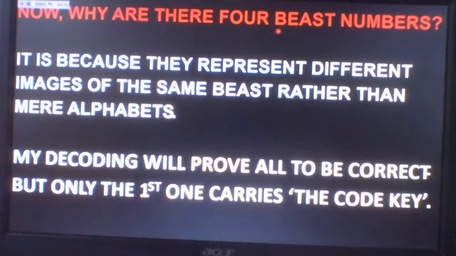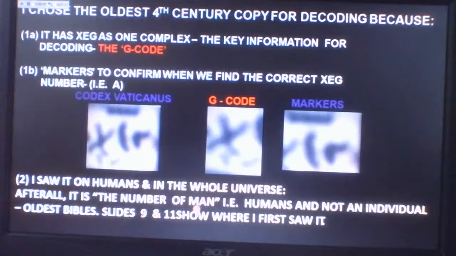Now, why are there 4 beast numbers? It is because they represent different images of the same beast rather than mere alphabets. My decoding will prove all the manuscript copies to be correct, but only the first one carries the code key. I chose the oldest 1st century copy for decoding because it has XEG as one complex. As you can see, it's an S and a G that looks like a 2 hanging on one of the legs of the S.